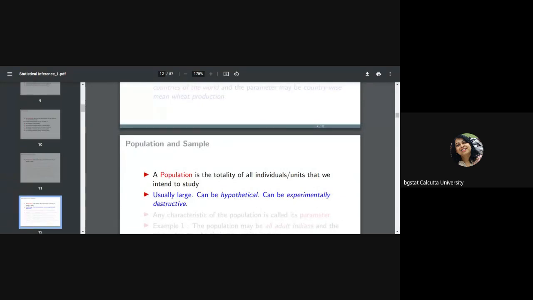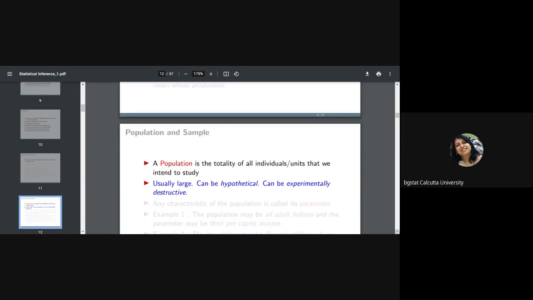So as I said, it's usually large because that is the reason we take a sample, that we are not able to measure the full population. It can be hypothetical. So all possible results of tossing a coin. You obviously don't observe all the results. So this is a hypothetical population.